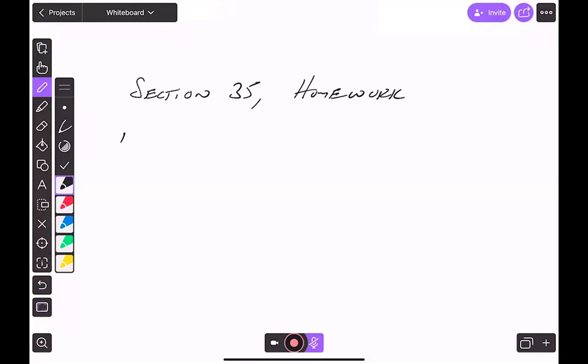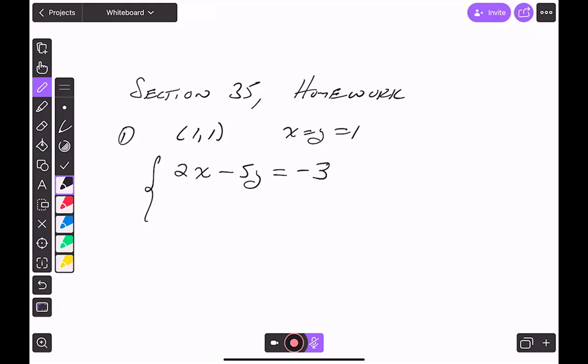So number one, what they ask me is they say, is the ordered pair, let me write this down for you, x equals 1, y equals 1, a solution to this system of linear equations? So you have 2x minus 5y equals -3, and you have x plus 5y is equal to 6. What you need to do is plug it into both equations and see if it makes sense. The answer is either going to be yes, it is, or no, it's not.